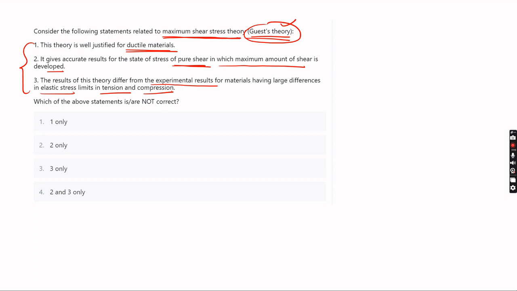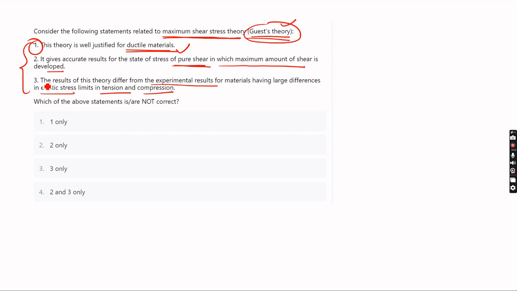Similarly, the Rankine theory is generally used for brittle material. These two or three points will be there in your textbook also: this theory is used for ductile or brittle material. So this theory we are using for ductile material. I will explain why it is used for ductile and brittle also. So this option is correct.